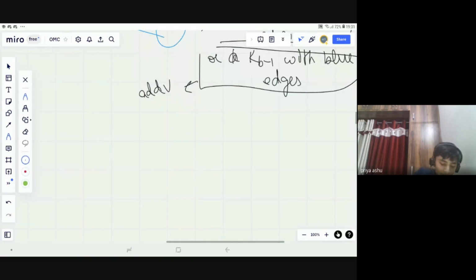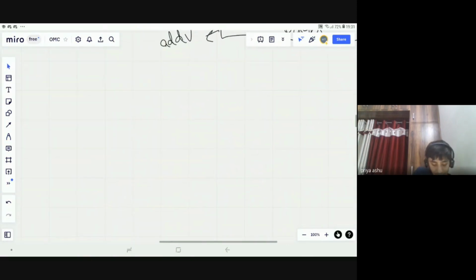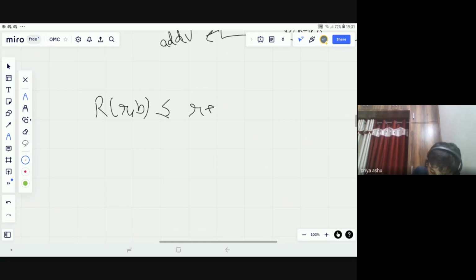Now we only proved that R(R, B) exists. We don't have any idea about the size of R(R, B). So is there any such bound? Well, yes, there is. We have that R(R, B) is at most (R+B-2 choose R-1). And so how do we go about proving this? Any ideas?